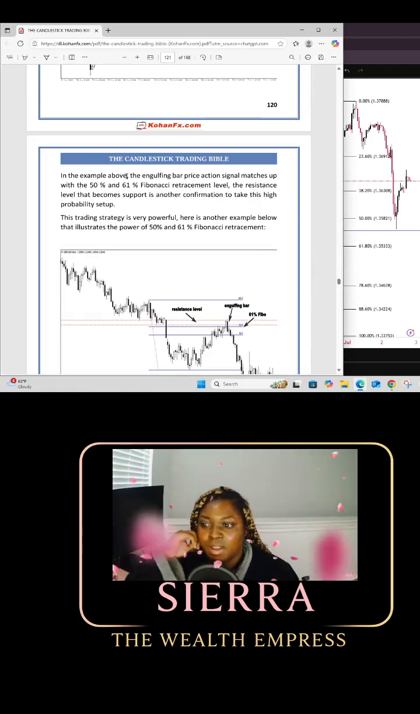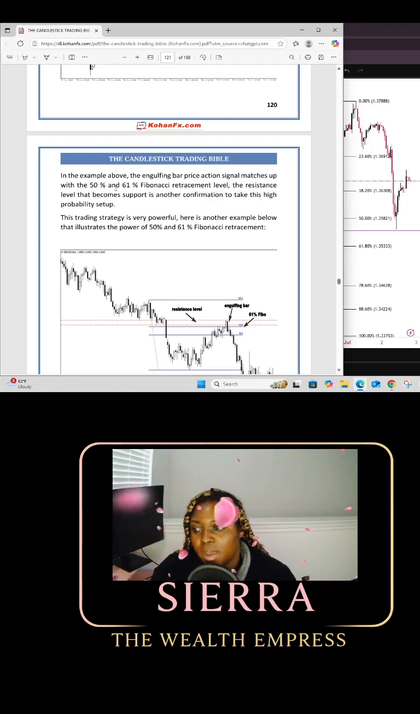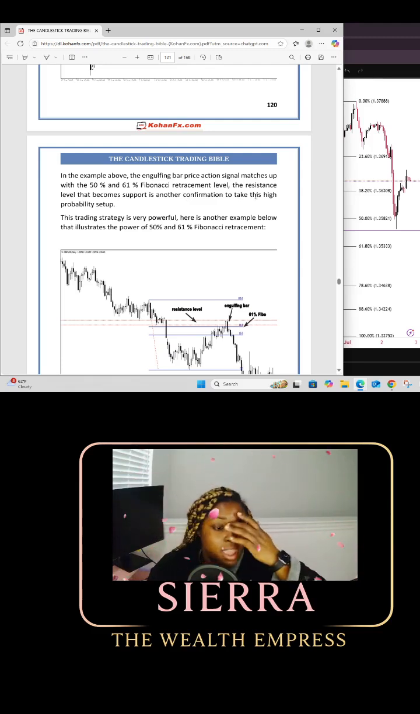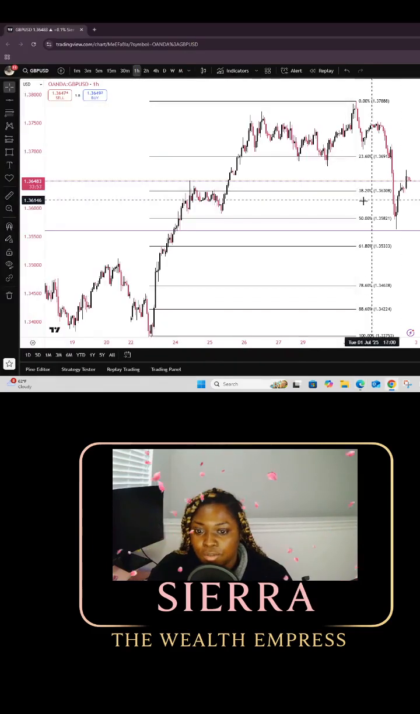In the example above, the engulfing bar price action signal matches up with 50% and 61% Fibonacci retracement level. The resistance level that becomes support is another confirmation to take this high probability setup. And we have the same thing here on GU. That's crazy.